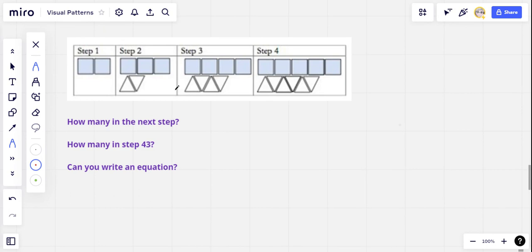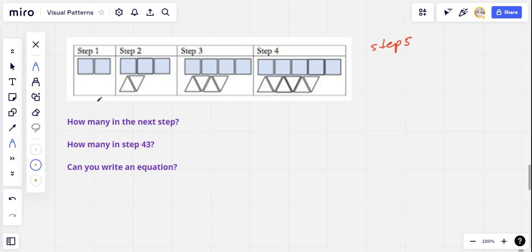Here's our visual pattern today. We've got steps 1 through 4 all laid out here, and we've got some squares and some triangles. So your challenge is to take a look at this and see if you can figure out how many shapes are in step 5. If you can figure that out, can you figure out how many in step 43? And can you write an equation to predict the number of shapes in any step at all? If you'd like to accept that challenge, pause the video, give it a try.